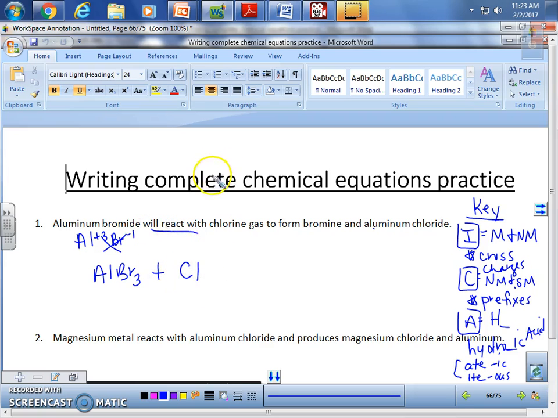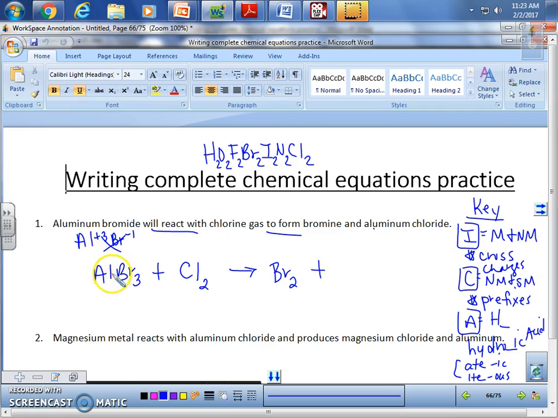Reacts with, plus sign, chlorine. Okay, here's where Hofbrinkel comes back. I told you guys, you've got to remember Hofbrinkel, because all of these alone are unstable. Thus, they form pairs, and they're called diatomic molecules. Cl is part of our diatomic molecule group. To form, yield sign. Bromine, it's part of Hofbrinkel. It needs a 2. It's unstable by itself. And plus sign, aluminum chloride.